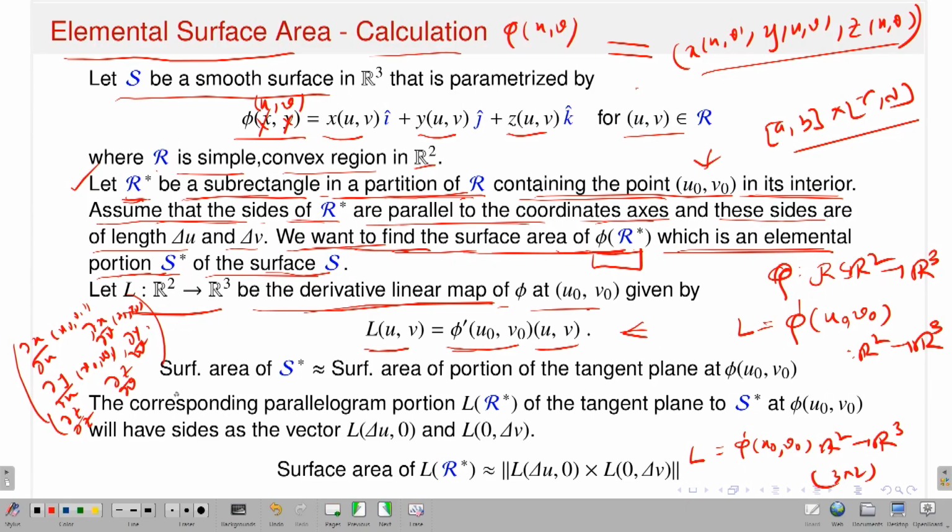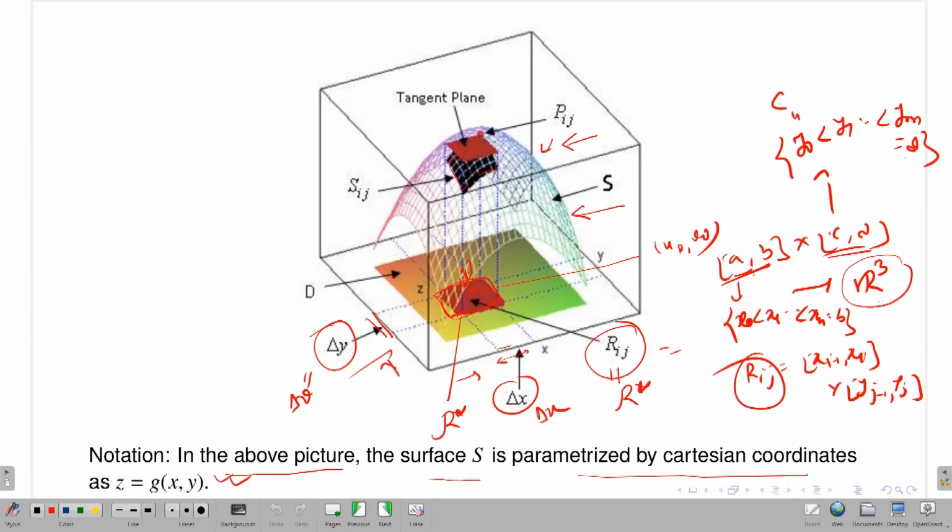Now look, what I am saying is about the surface area of my A star. What is that? A star is an elemental portion of my surface S. I want to calculate the surface area of A star, and what I am saying is that this is actually equivalent to the surface area of portions of the tangent plane at the point phi of u naught v naught. So okay, that's very nice. Why? Look at the picture. This picture tells you everything.